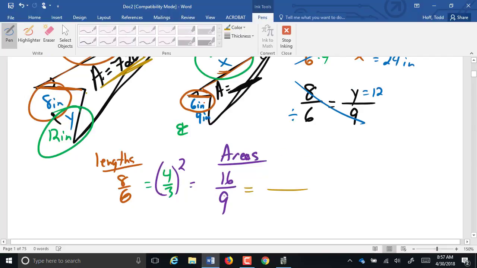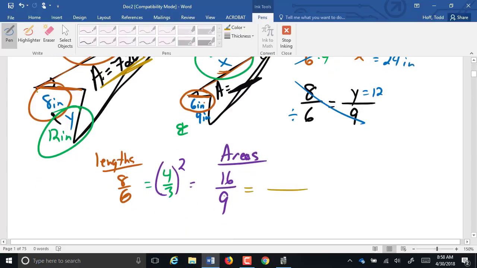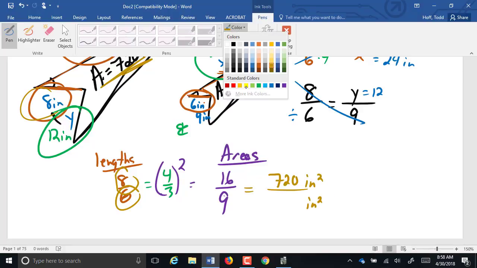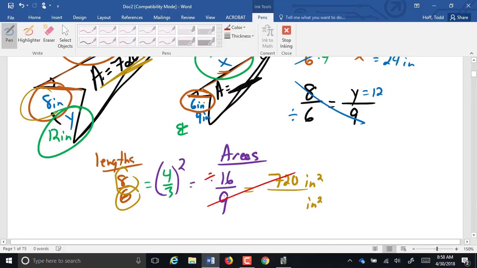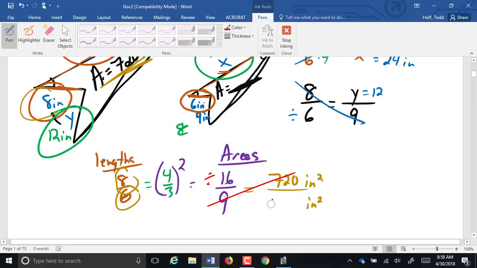The 720 square inches here, does that come from the same figure as the 8 or the 6? The 8, so that has to go on top. I'll put square inches on there so we know we get square inches down here. And we cross multiply and divide. So 9 times 720 divided by 16. 405 square inches. So the area of the smaller one is 405 square inches.